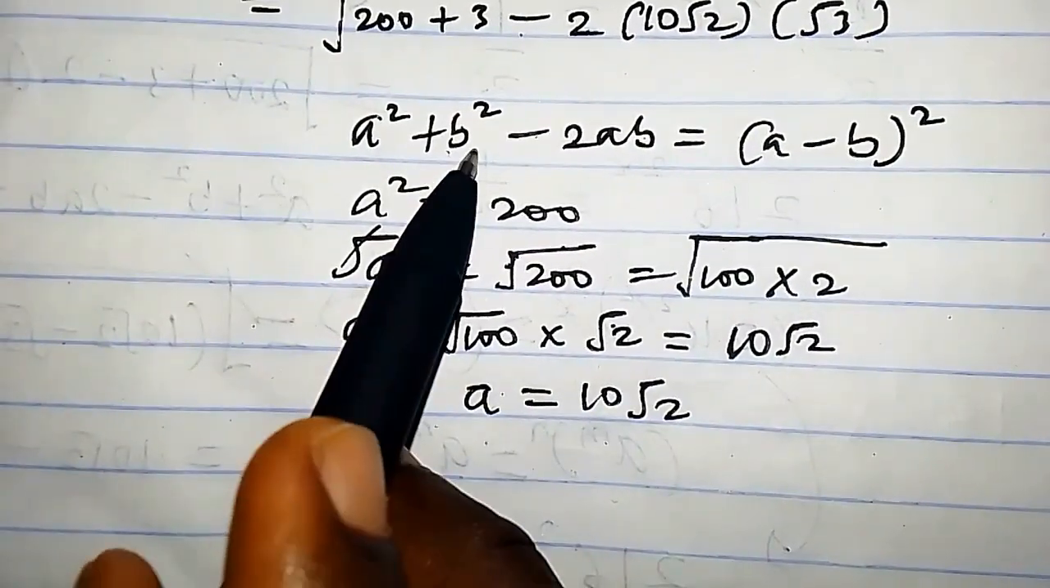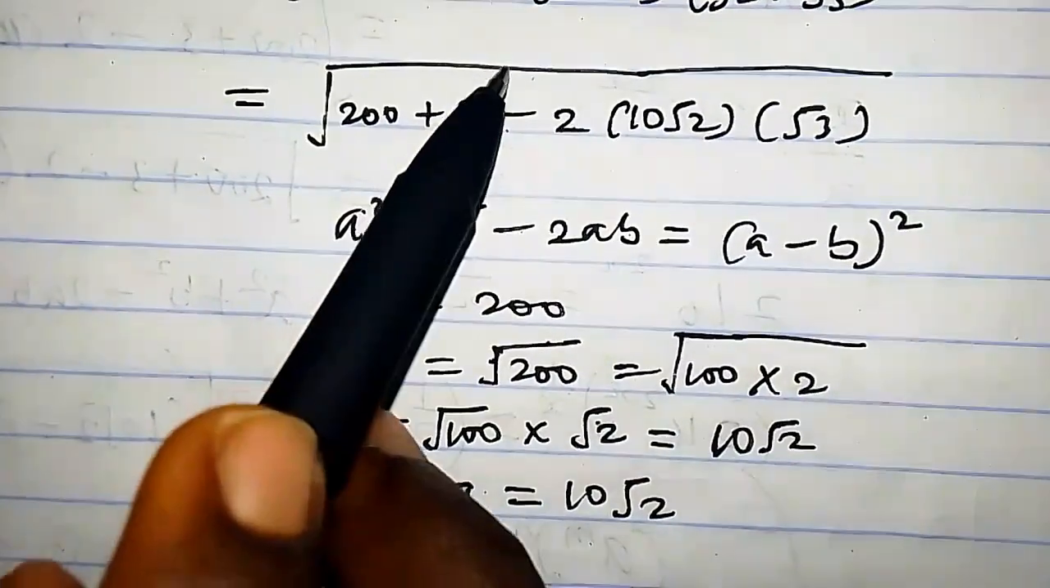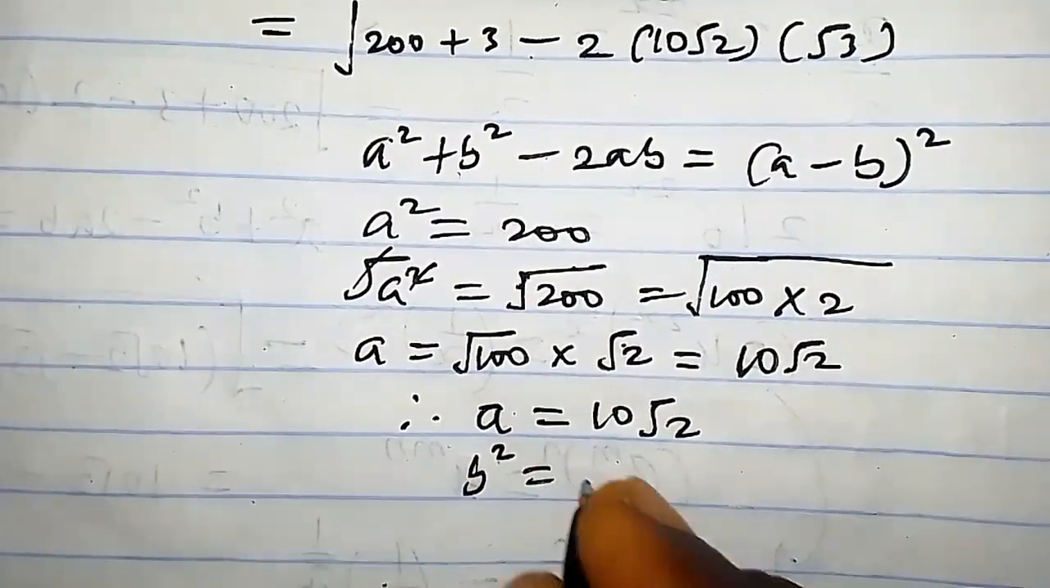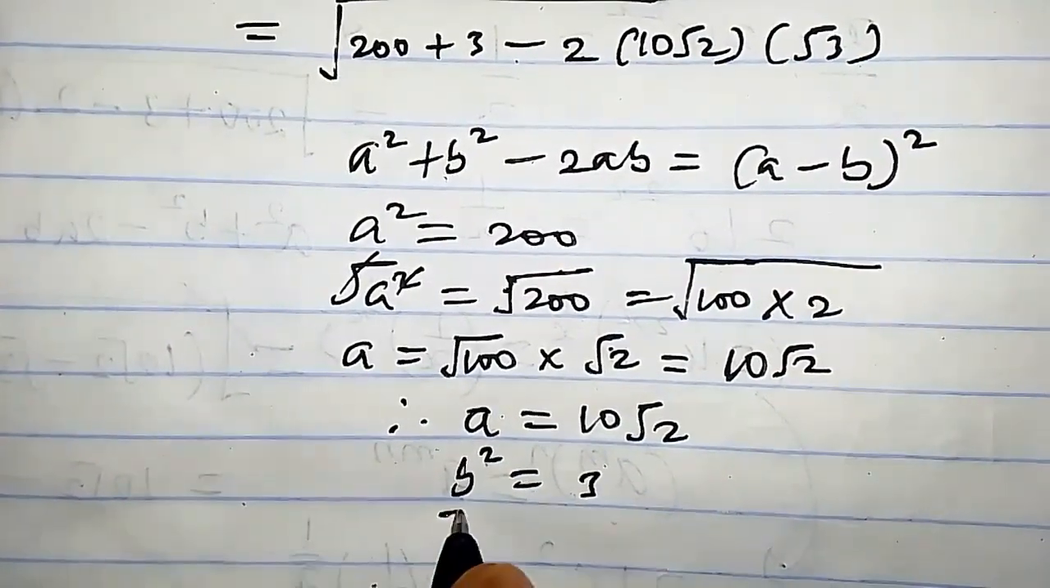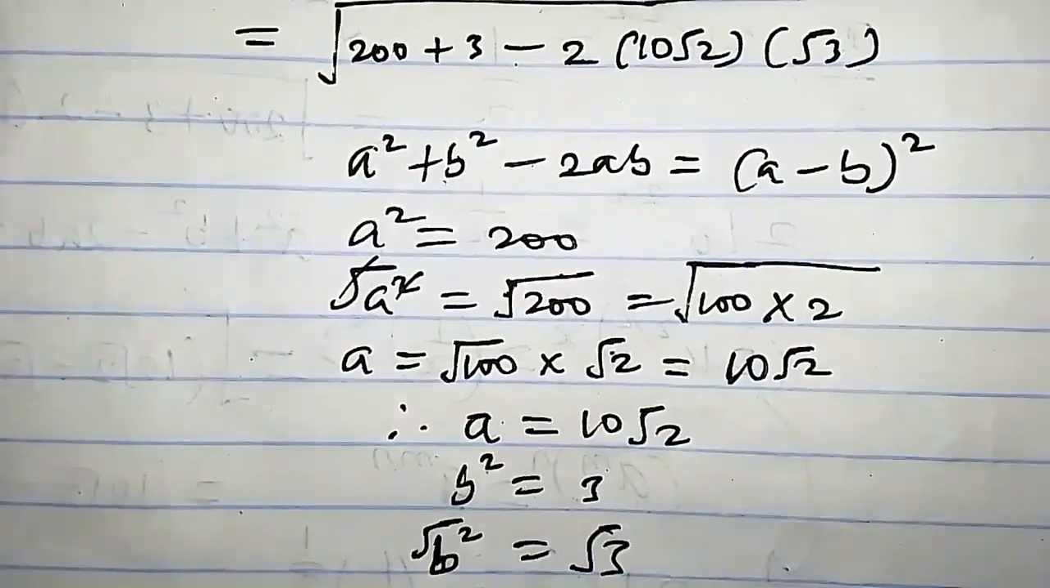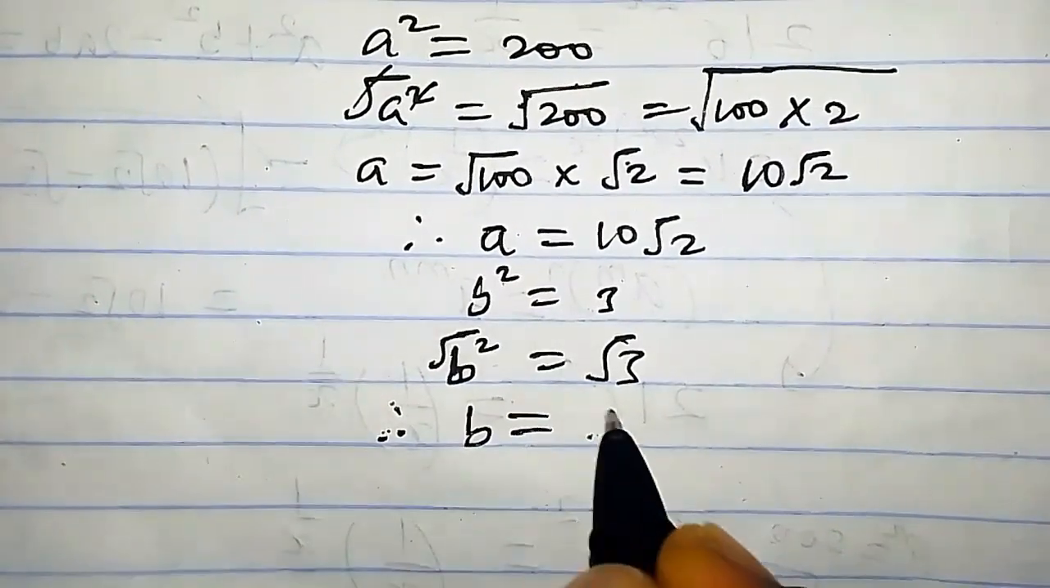Now let's set b square equal to 3. So we have b square equals 3. When you take the square root of both sides, we have square root of b square equals square root of 3. Therefore, b equals square root of 3.